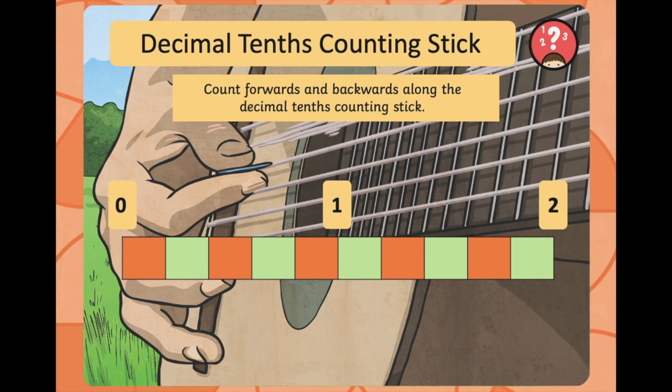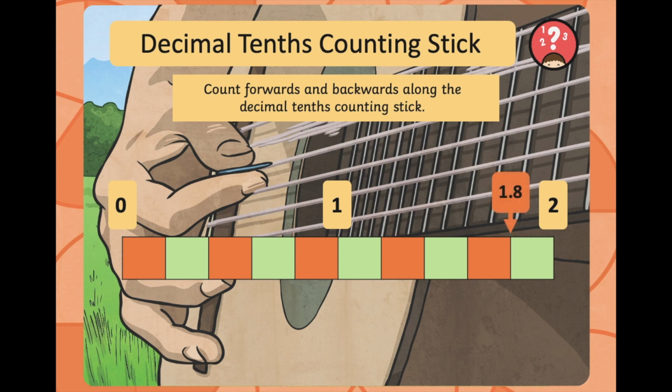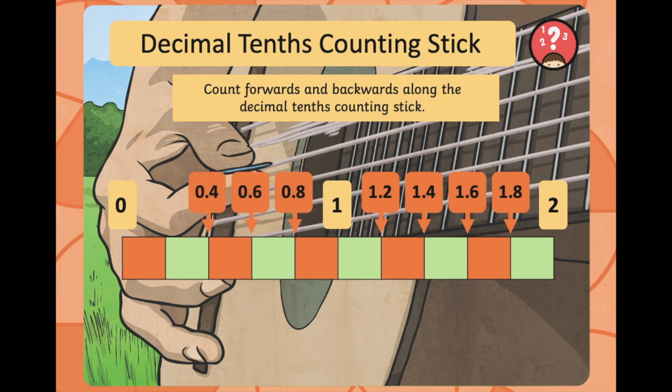Next we're going to count in intervals of 0.2, so starting with 0, 0.2, 0.4, 0.6, 0.8, 1, 1.2, 1.4, 1.6, 1.8, 2. And now counting back, 2, 1.8, 1.6, 1.4, 1.2, 1, 0.8, 0.6, 0.4, 0.2, 0.